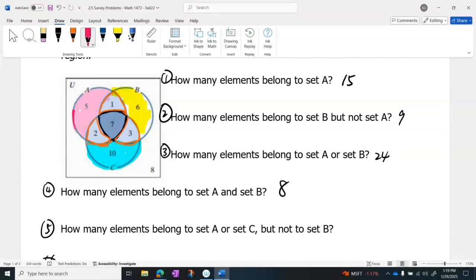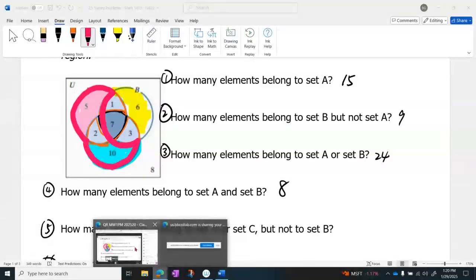A or C, but not B. Do you agree? I don't know how to describe the shape, but I use the very thick red color to highlight the boundary of that region, representing the set of elements belonging to A or C, but not B.